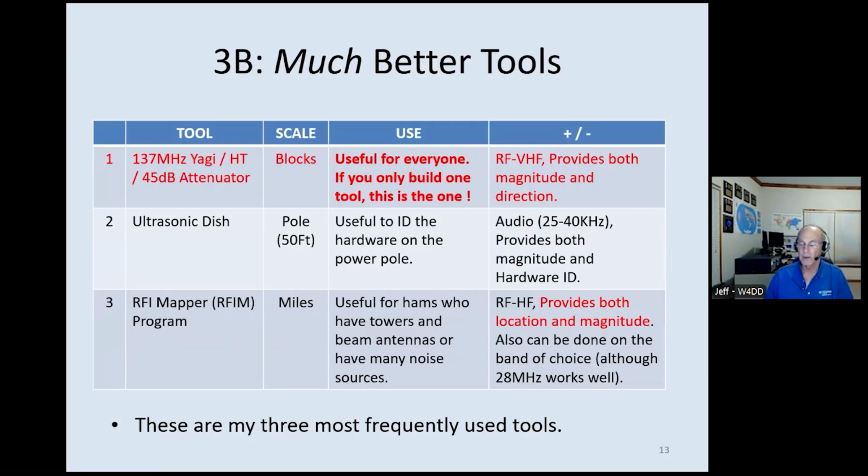I find the S meters on HTs and radios are not very useful for RFI hunting. I use the attenuator all the time, and you need something around 45, 50 dB.